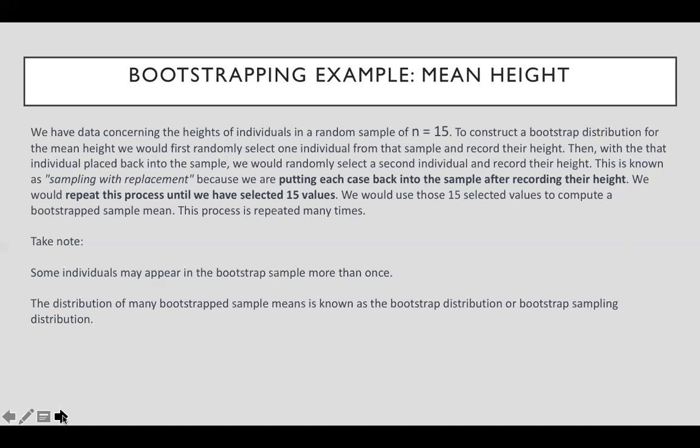Once you put it back in the hat, you select another one until you get back to 15 values because that is what is in your original sample. Then you use those 15 values that you selected in order to compute a bootstrap sample mean. And you can repeat that as many times as you want. And just remember that individuals may appear in the bootstrap sample more than once.